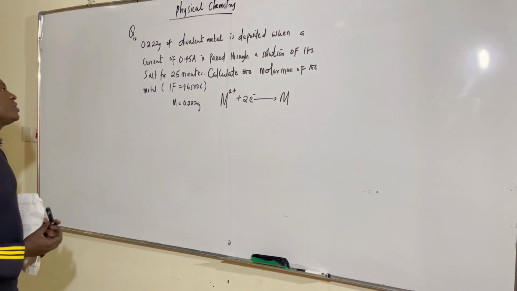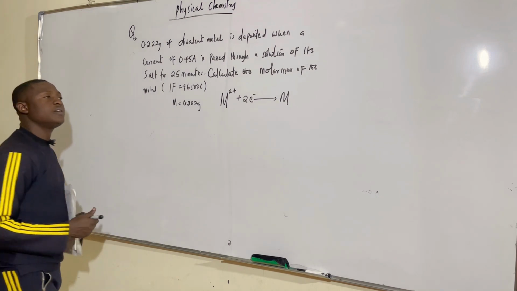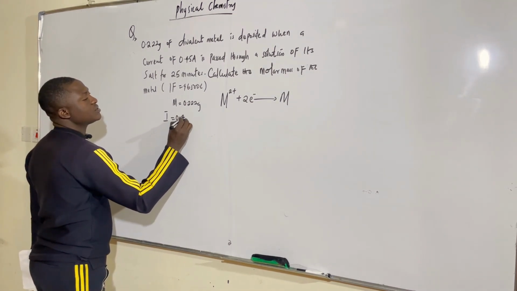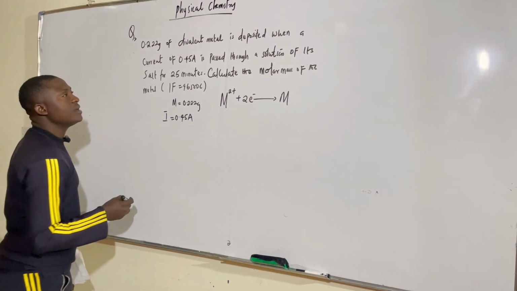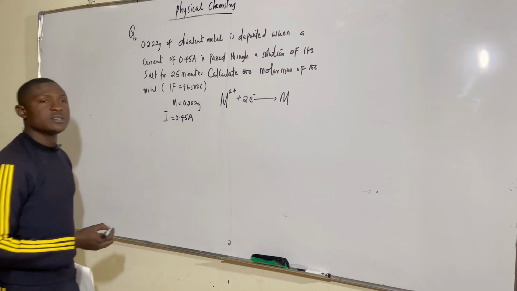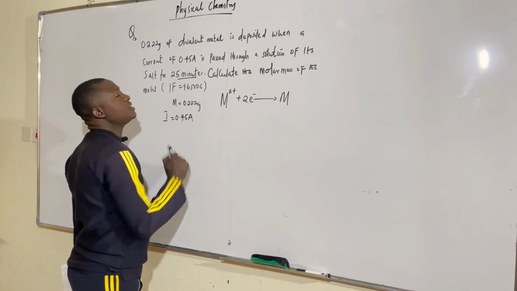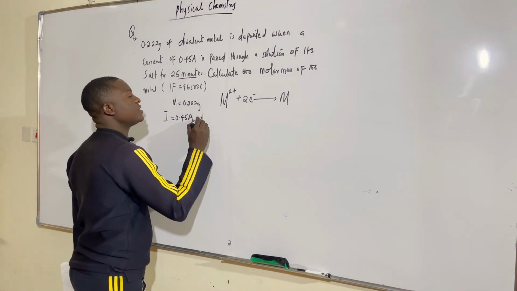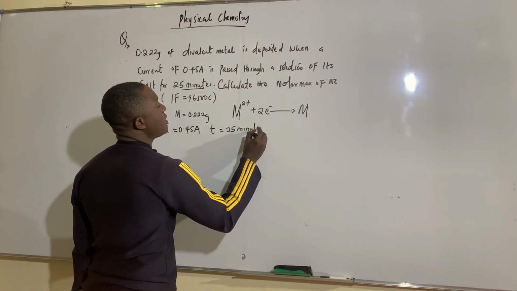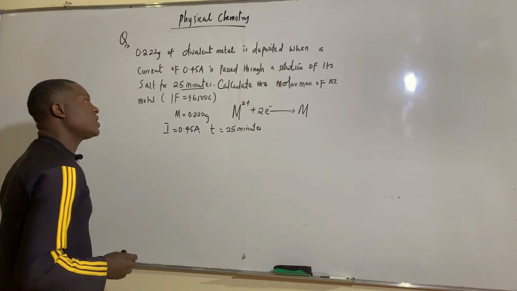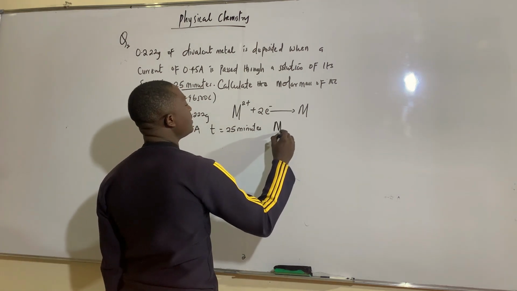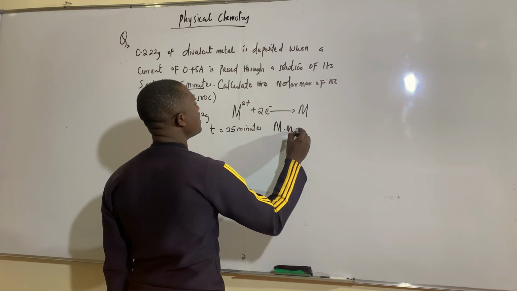It's deposited when a current of 0.45 ampere, so our I is equal to 0.45 ampere. It's passed through a solution of its salt for 25 minutes. I told you if the time is in minutes, we have to convert it to seconds. So we are given time to be 25 minutes. They now say calculate the molar mass of the metal, so I'm looking for the value of the molar mass of the metal.